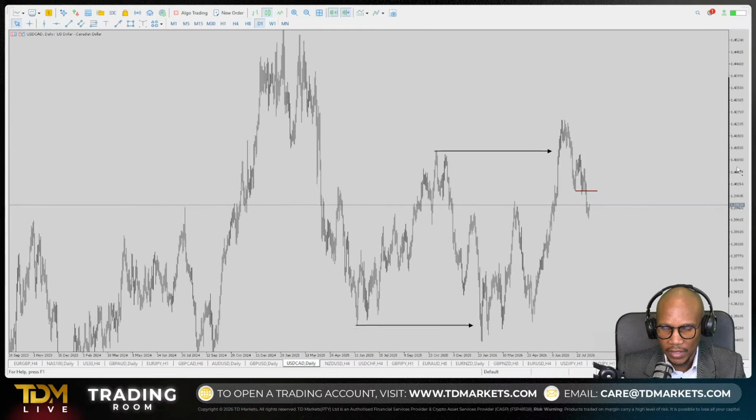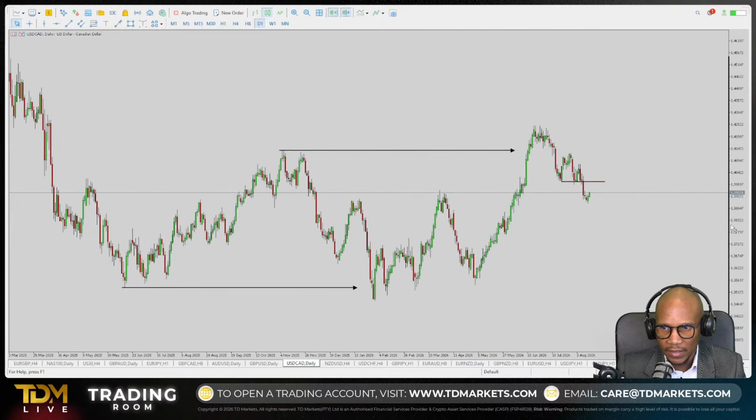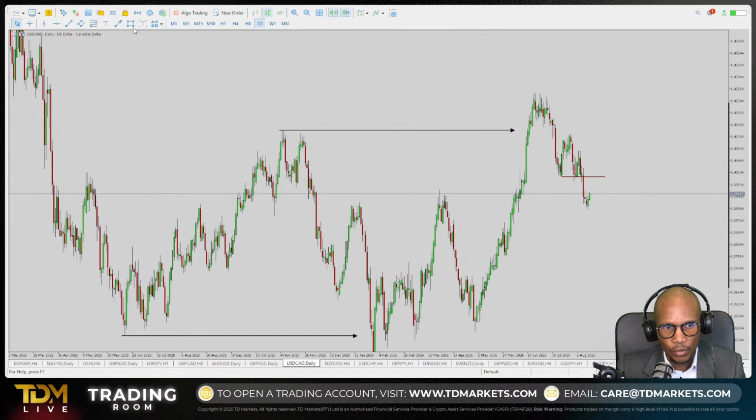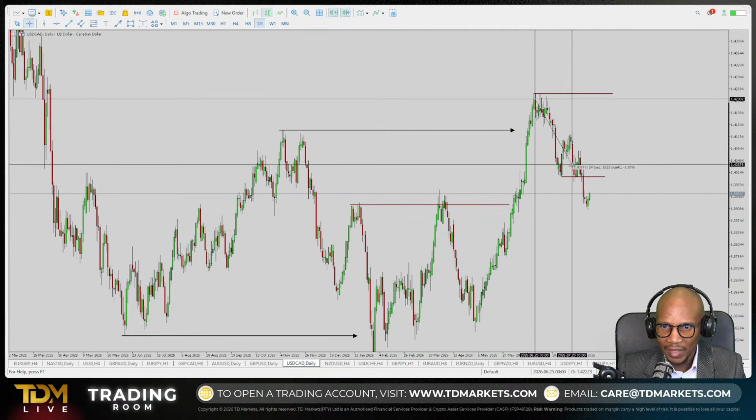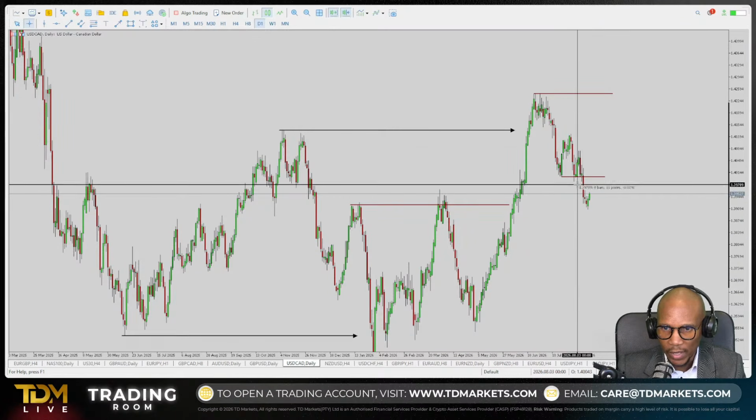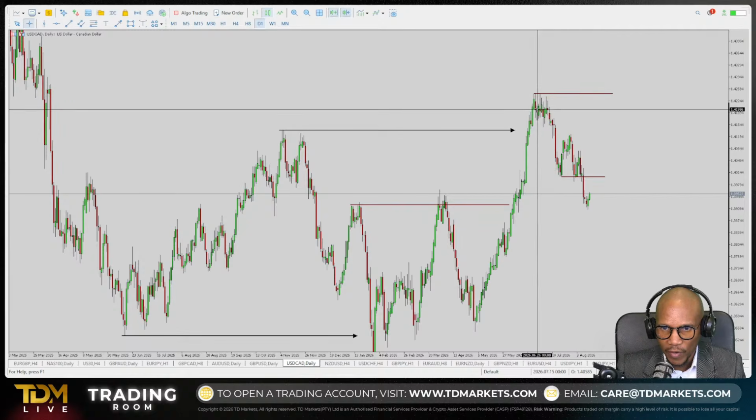Let me go to the daily time frame. The reason for that is price broke these structures. You see these structures? Price broke these structures, right? And then it gave us a new high. So at some point there was going to be a new structure forming, and we were going to get something like this, which is a correction. So we've got a correction right now, which is looking for a higher low.